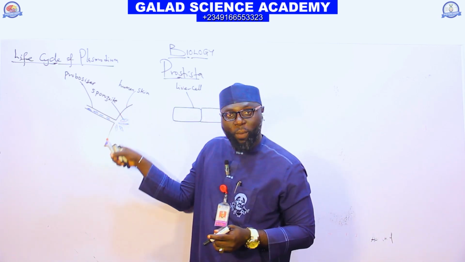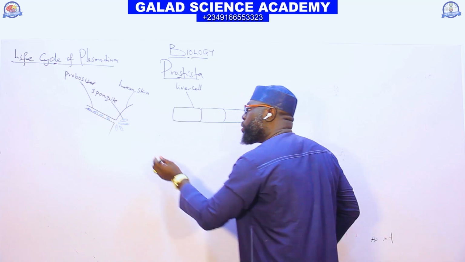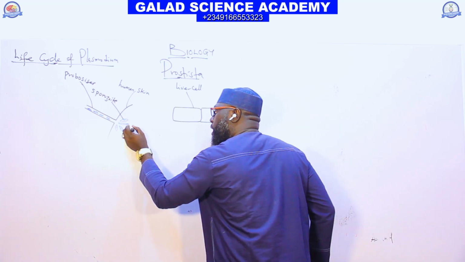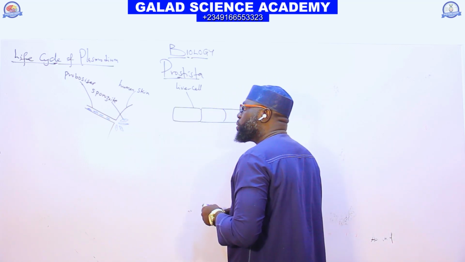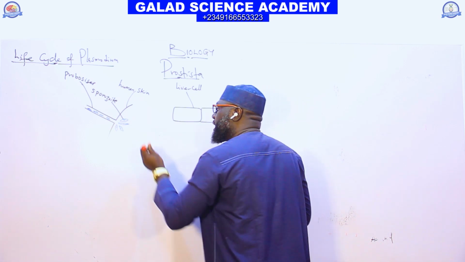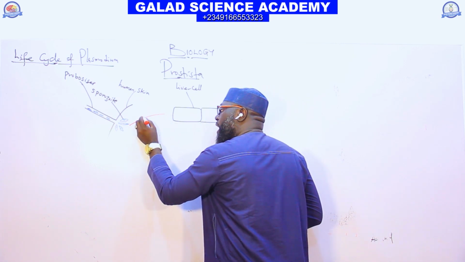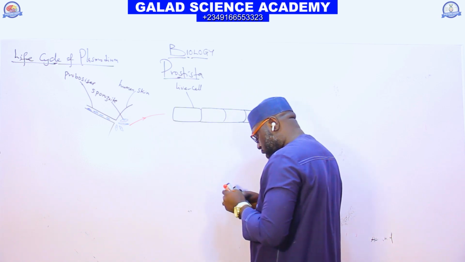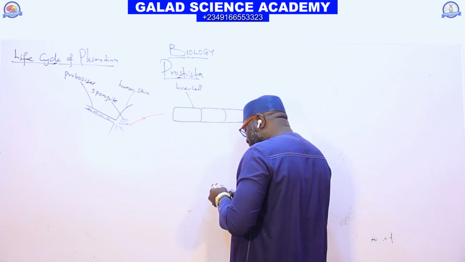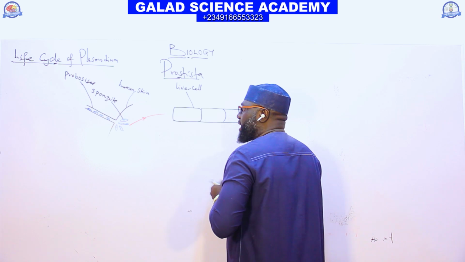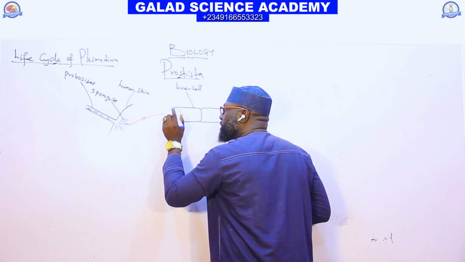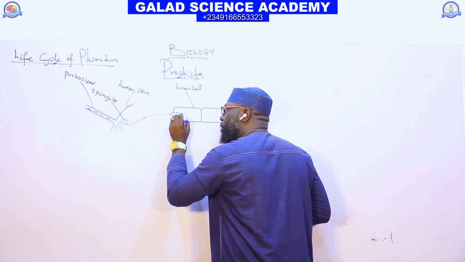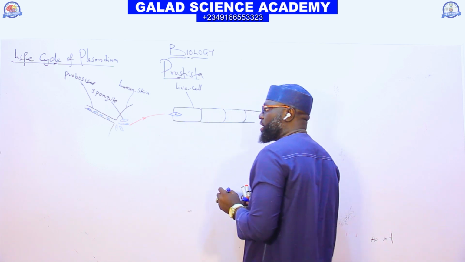Immediately, this infected stage of Plasmodium gets into the body of the human. It will move toward the liver and penetrate the liver cell.